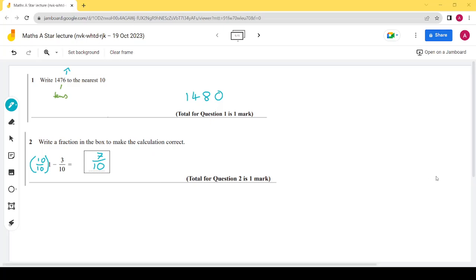7/10, and that's the most technically correct answer there. You could actually put any equivalent fraction you wanted, but there's no need. Just do it as 7/10.